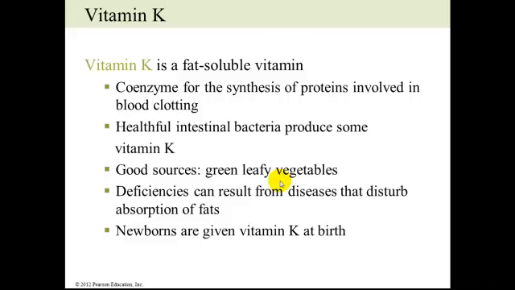Vitamin K is an important coenzyme for the synthesis of proteins that are involved in blood clotting. We do have within our bodies intestinal bacteria that produce vitamin K, and interestingly, in many hospitals, newborn infants are given a single injection of vitamin K because they lack the intestinal flora, the intestinal bacteria, to start producing vitamin K on their own. The best sources of vitamin K are green leafy vegetables.